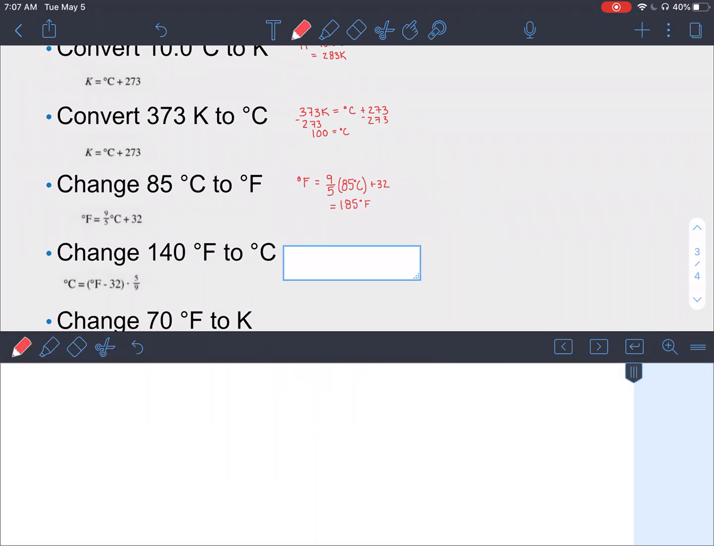Right now, going back the other way, so from Fahrenheit to Celsius, and notice there is a different equation, and actually each of these equations could be used to solve for the other one. They're just rearranged so that it is a little bit easier to plug into a calculator, and you don't have to do any rearranging.